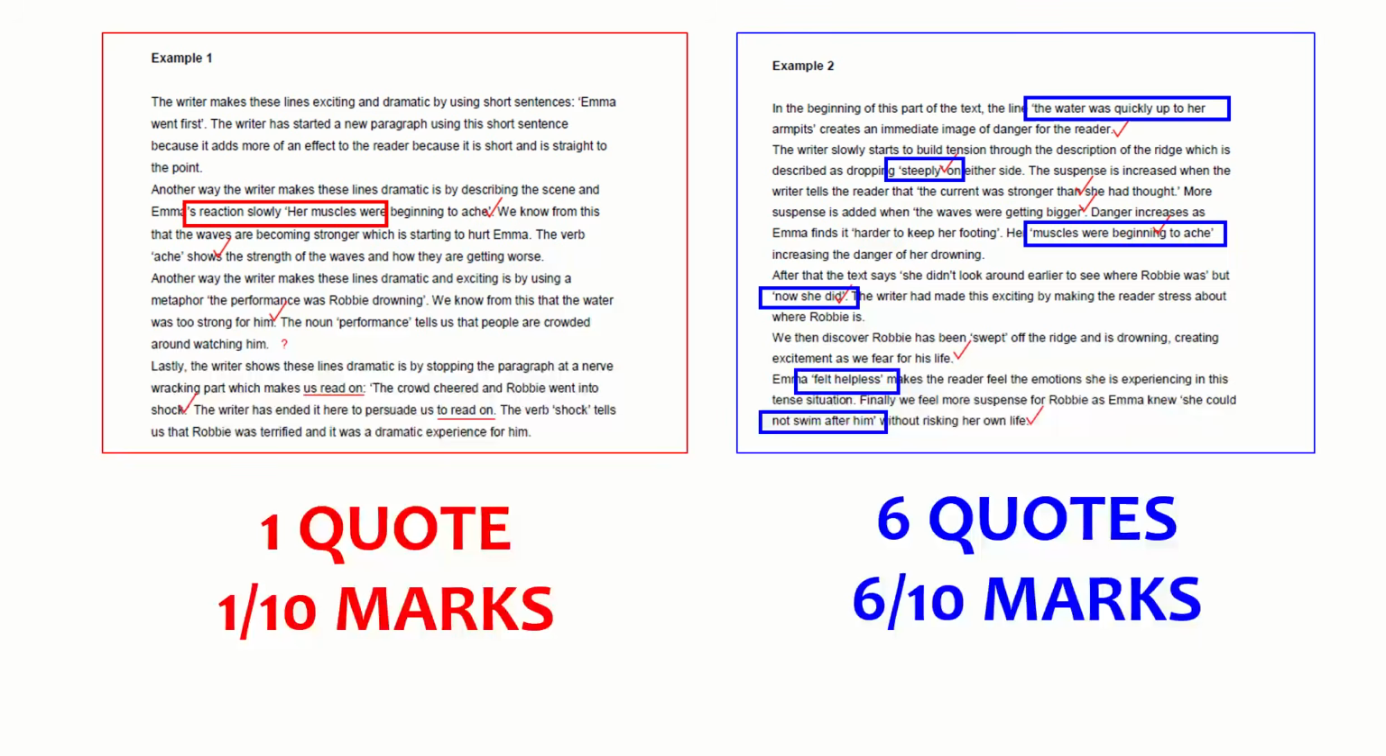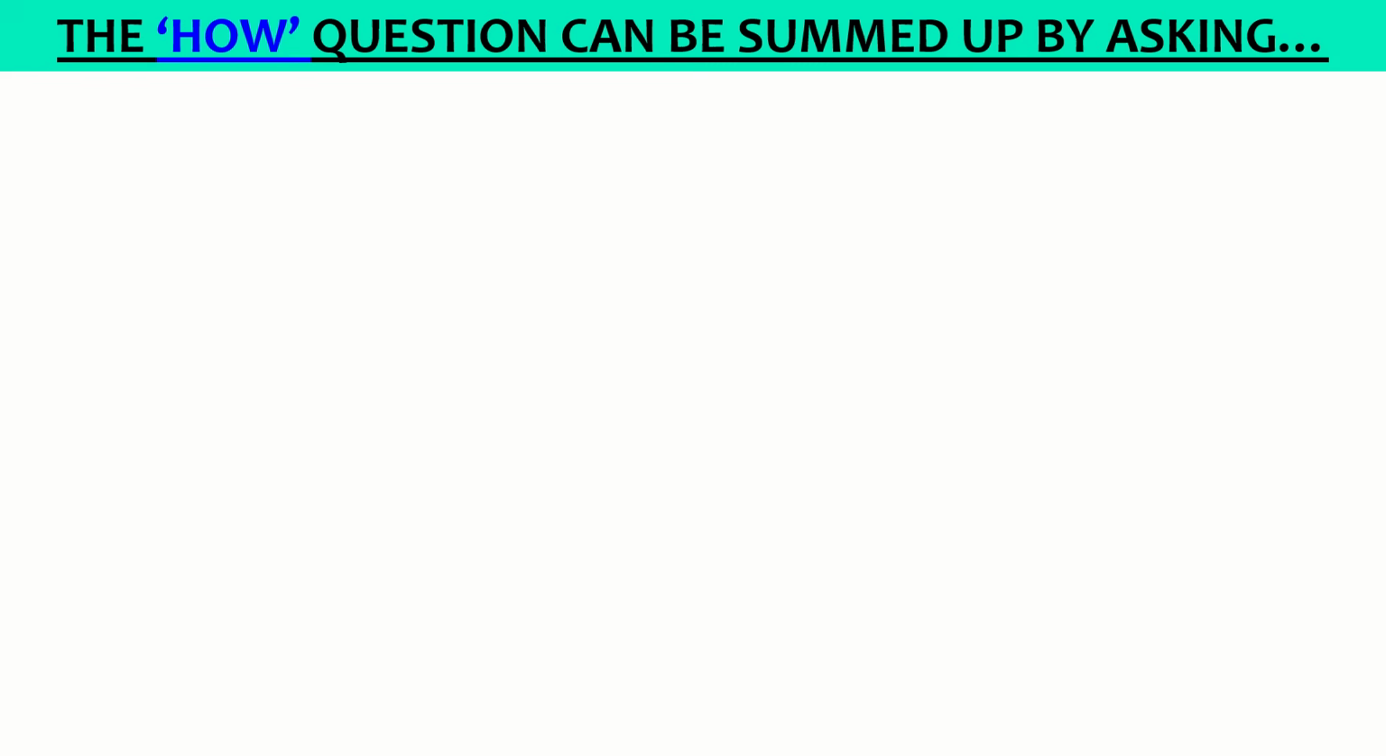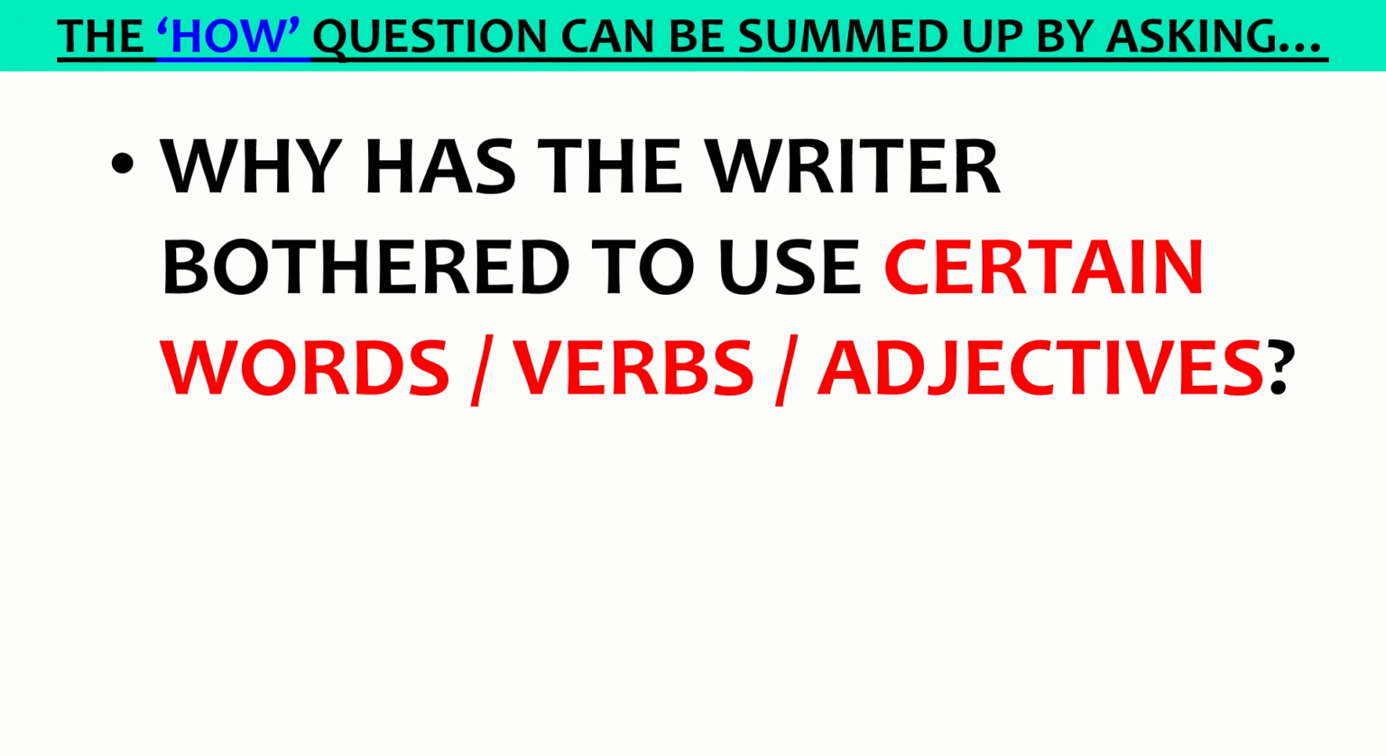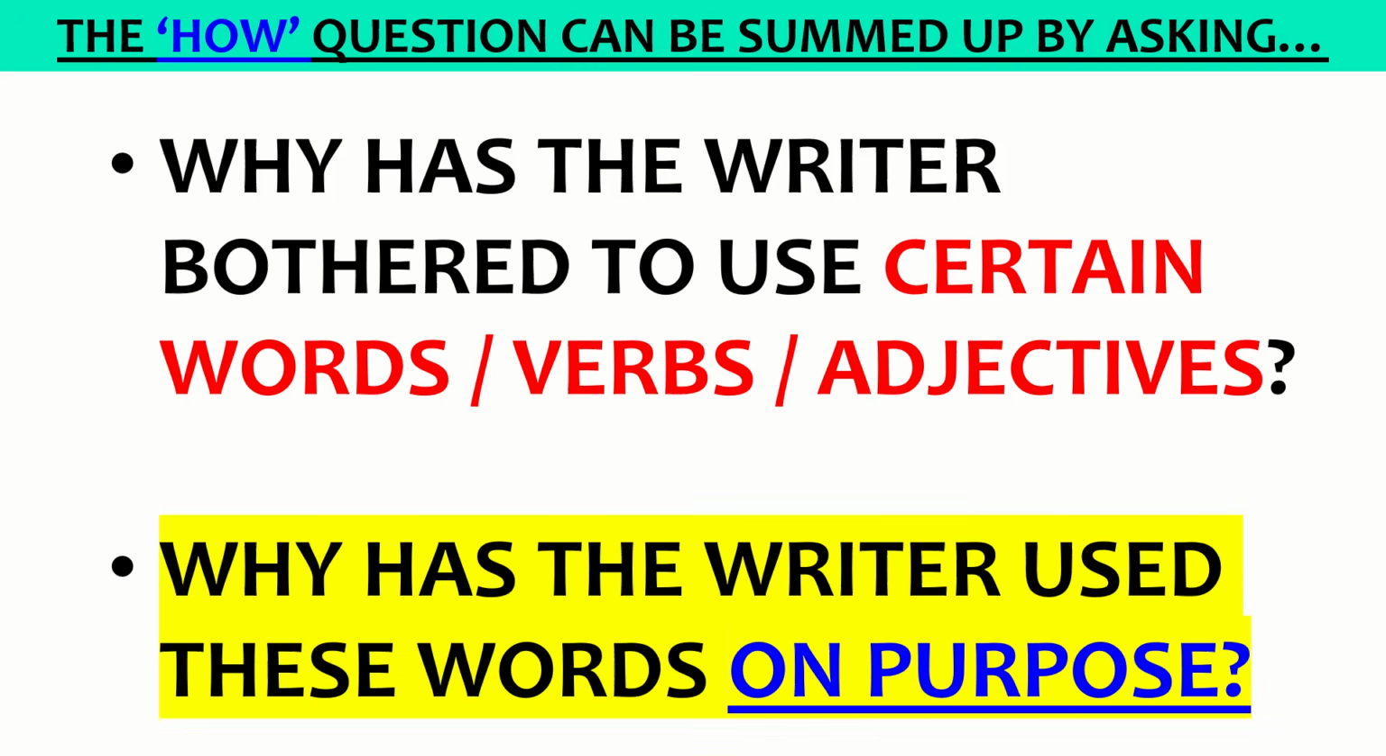Okay, these two people were just as good at GCSE English as each other, but just because the person on the right knew the exam wants quotes, they did much, much better. So this how question can be summed up by asking, why has the writer used certain words on purpose? Why has the writer chosen one word over all the hundreds of thousands of words in this dictionary? Why has the writer chosen a specific one?